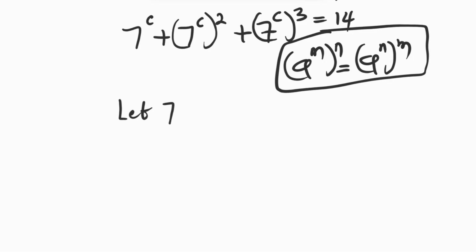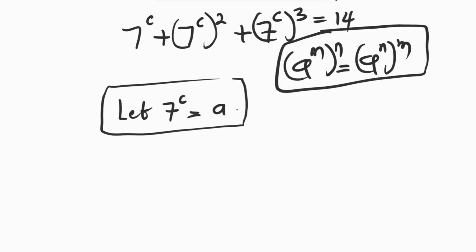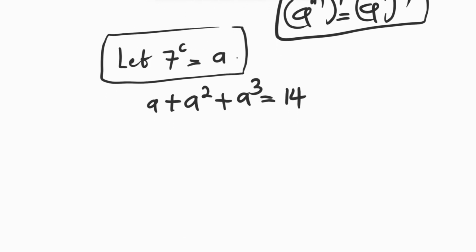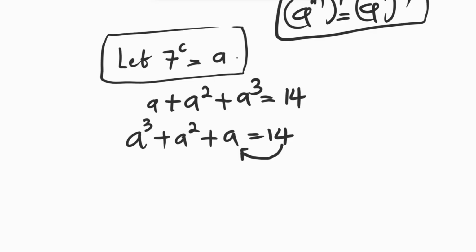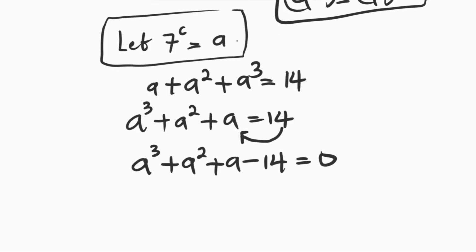So let 7 raised to the power c equal a. If we do this, we represent 7 raised to the power c as a. So the equation becomes a plus a squared plus a raised to the power 3 equals 14. So let's just rewrite this. We have a cubed plus a squared plus a equals 14, and we can move 14 to the left-hand side, and this becomes a cubed plus a squared plus a minus 14 equals 0.